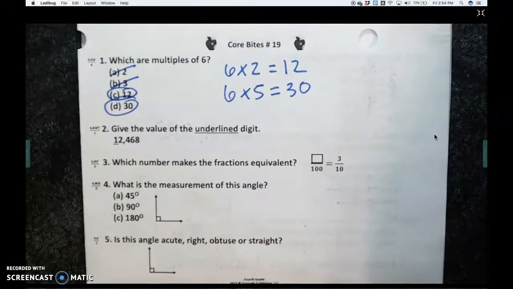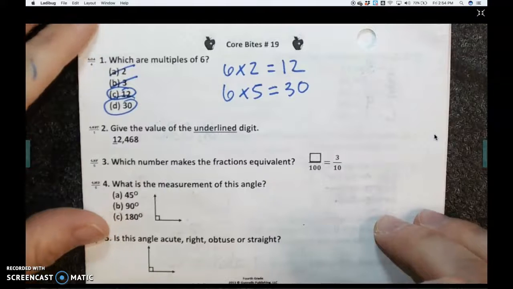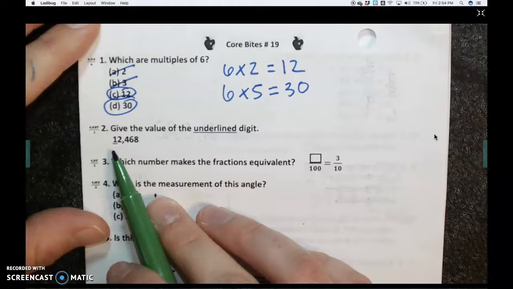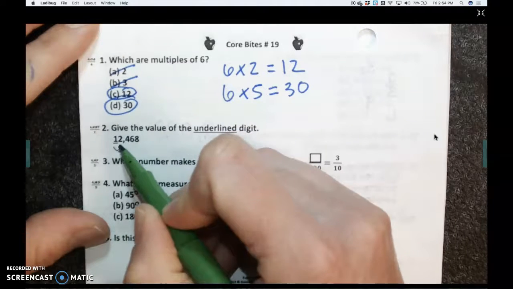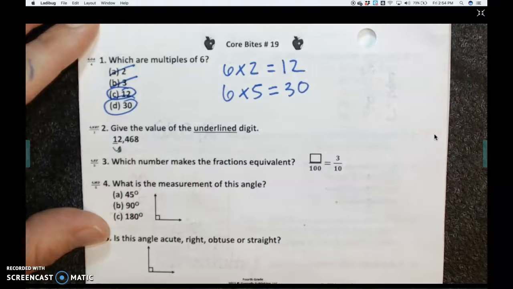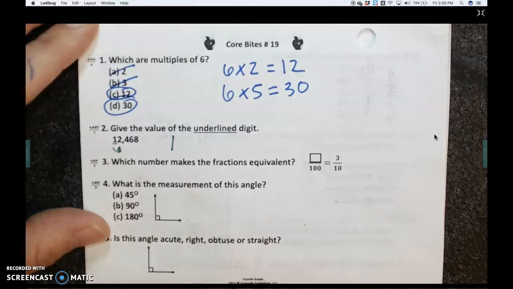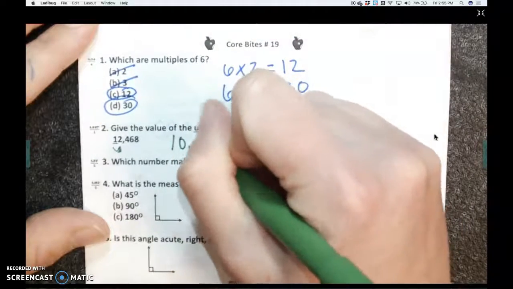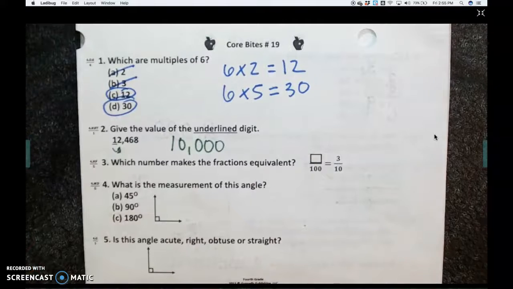Okay? For number 2, place value. It says give the value of the underlined digit. So here we have the 1, which is in the 10,000s place. Okay? So if you look at the number beside it, it's a 2. The 2 is going to tell it to stay the same. So you're going to write the 1, and then all of the other numbers, 0 is their name. So 1, 0, comma, 0, 0, 0. So your answer would be 10,000.